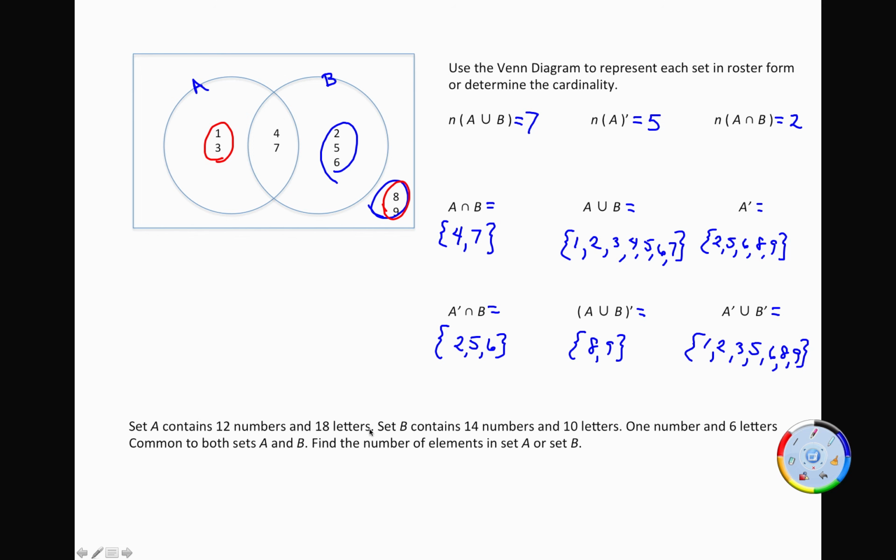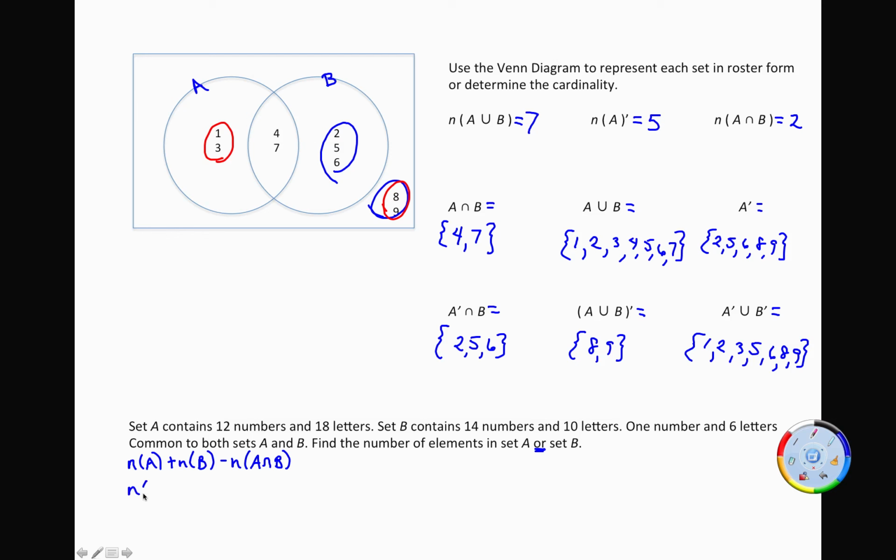All right, let's try one more. Set A contains 12 numbers and 18 letters. Set B contains 14 numbers and 10 letters. One number and 6 letters are common to both sets A and B. So find the number of elements in set A or set B. Remember, we have a little formula for that. It's the number of elements in A plus the number of elements in B minus the number of elements that are in A and B.